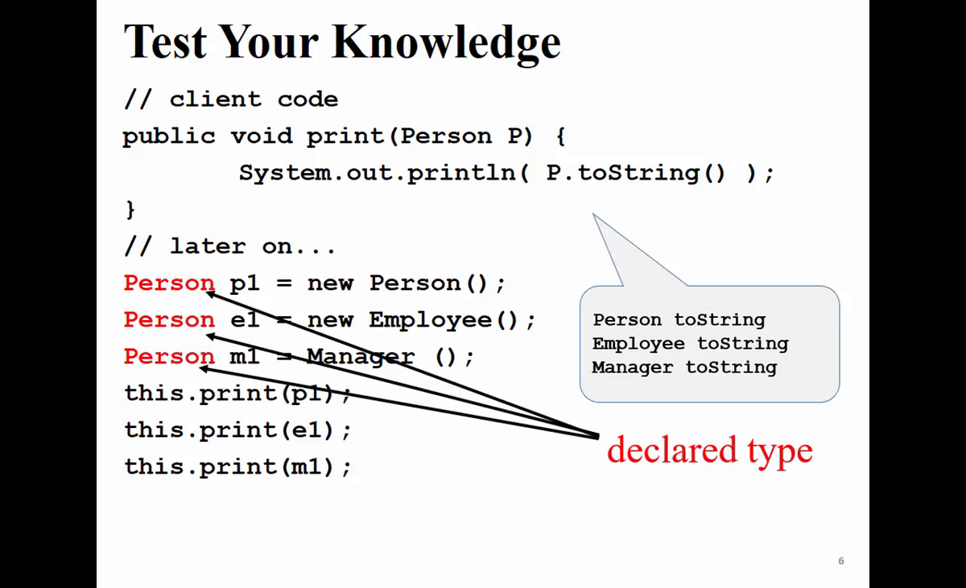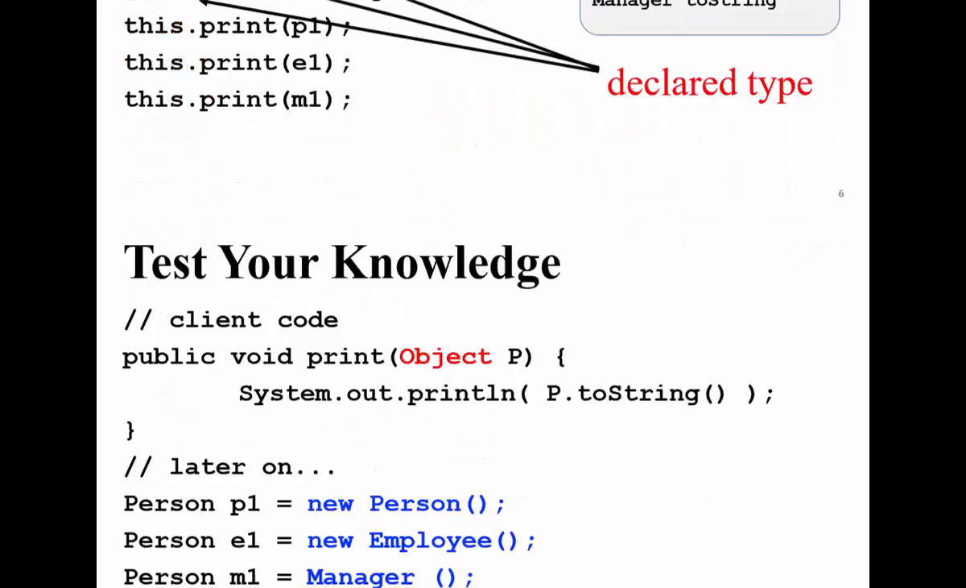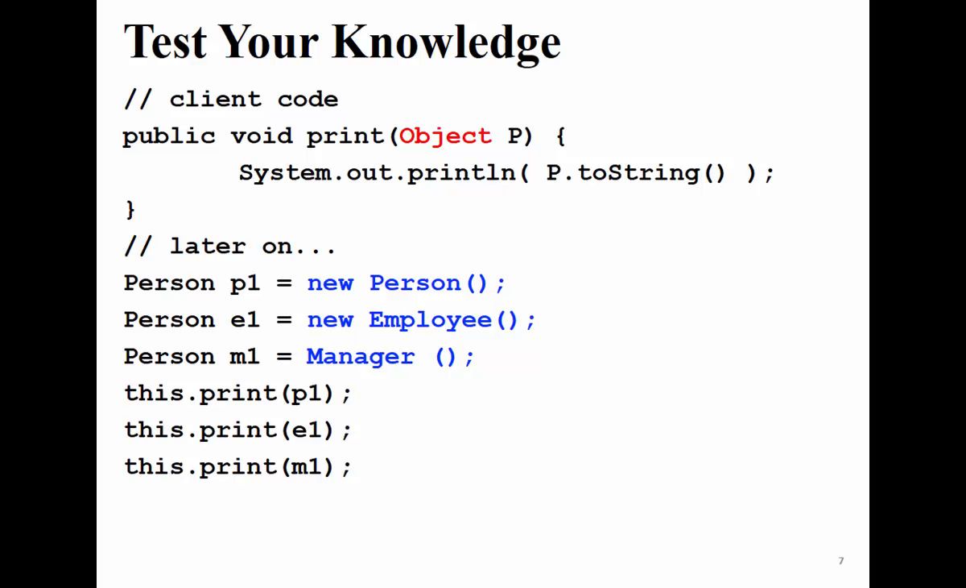So the most important thing to notice is that all these p1, e1, m1 have the same declaration type. We call the declaration type the one on the left side, which is of type person. So we create only one method. We don't need to create a public void print that takes an employee as an argument to call employee.toString.